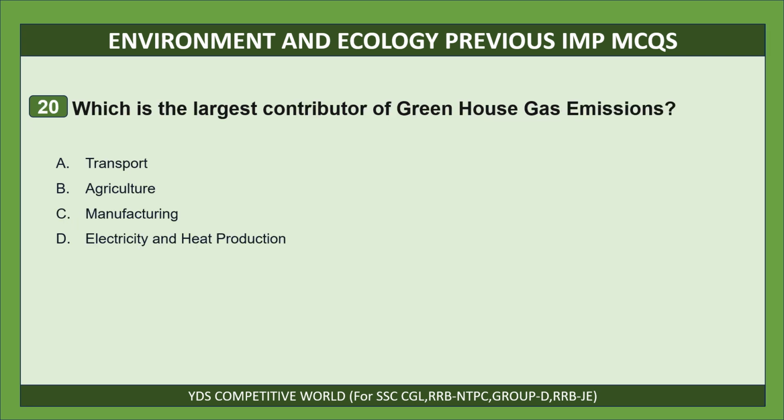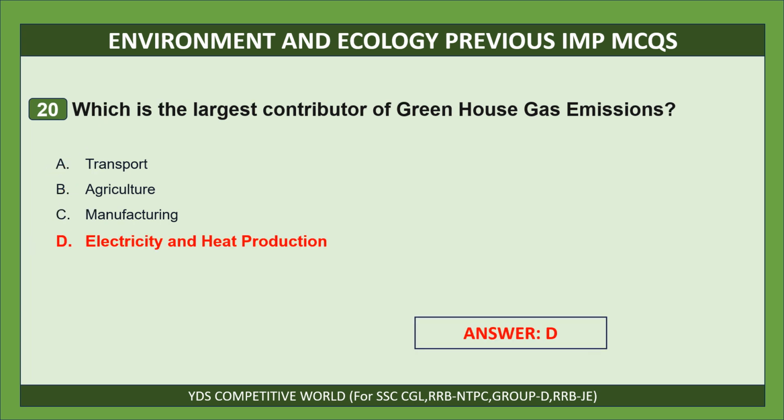Here comes the last question for this section. Which is the largest contributor of greenhouse gas emissions? Option A, transport. Option B, agriculture. Option C, manufacturing. Option D, electricity and heat production. Option D, electricity and heat production is the correct answer.